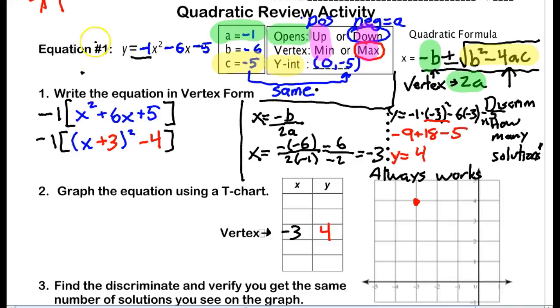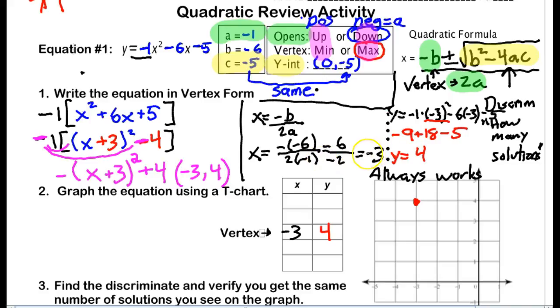And lastly, multiply that negative we took out in the beginning, multiply it back in. And we have negative x plus 3, sign stays the same inside. Negative on the outside. But here I have negative 1 times negative 4, so positive 4. And from here, the vertex is negative 3, 4.